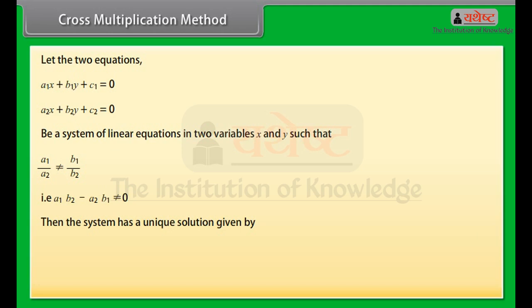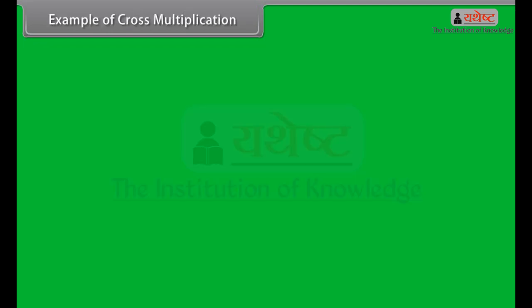Then the system has a unique solution given by x is equal to b1 c2 minus b2 c1 whole upon a1 b2 minus a2 b1, and y is equal to c1 a2 minus c2 a1 whole upon a1 b2 minus a2 b1. Example of cross multiplication.